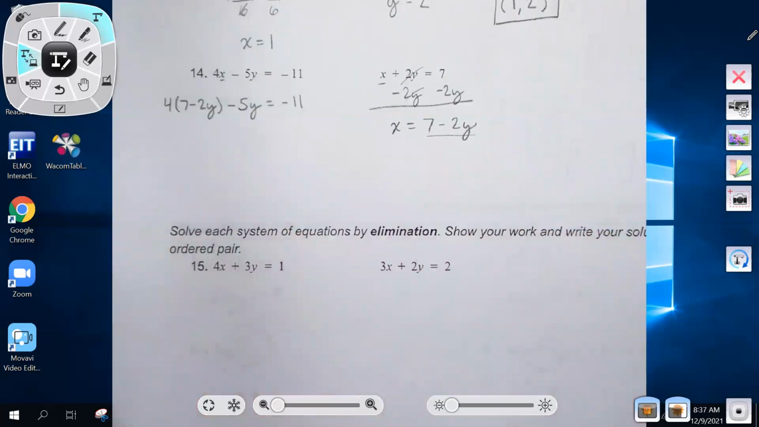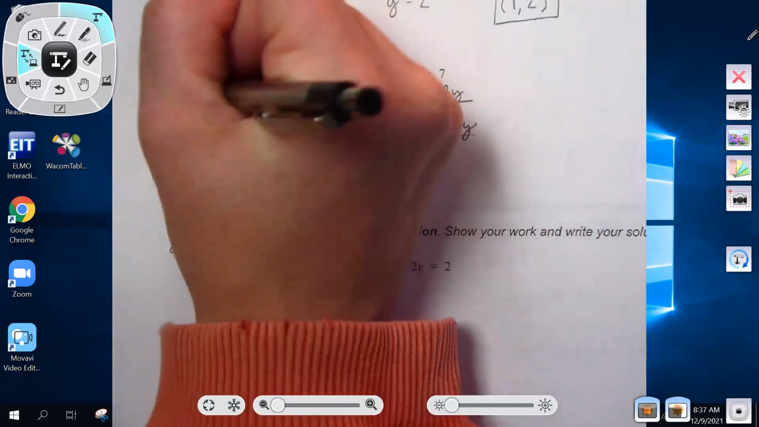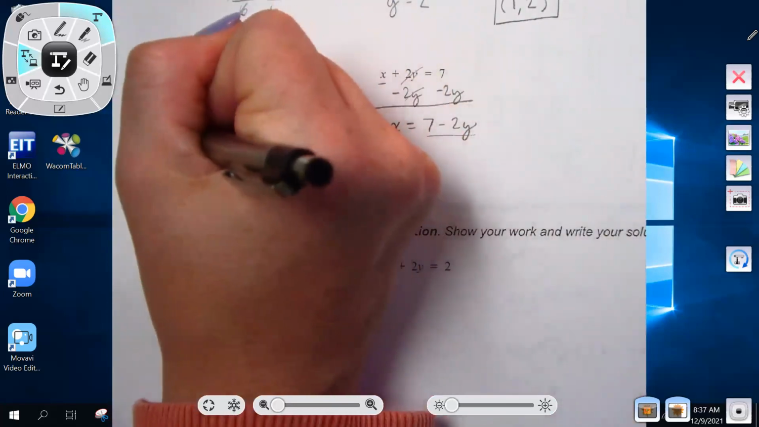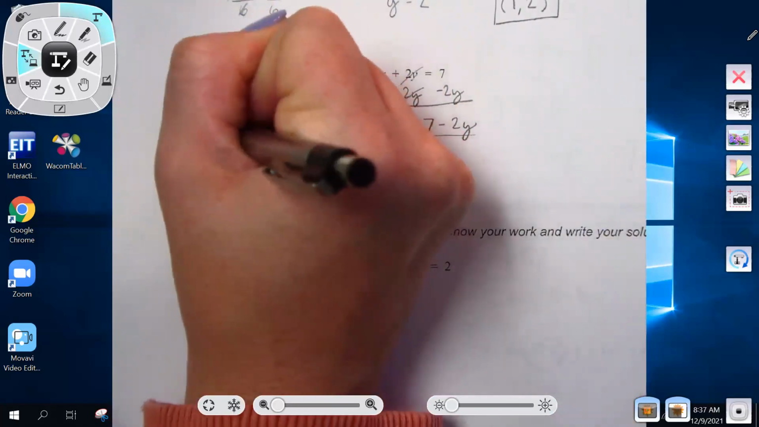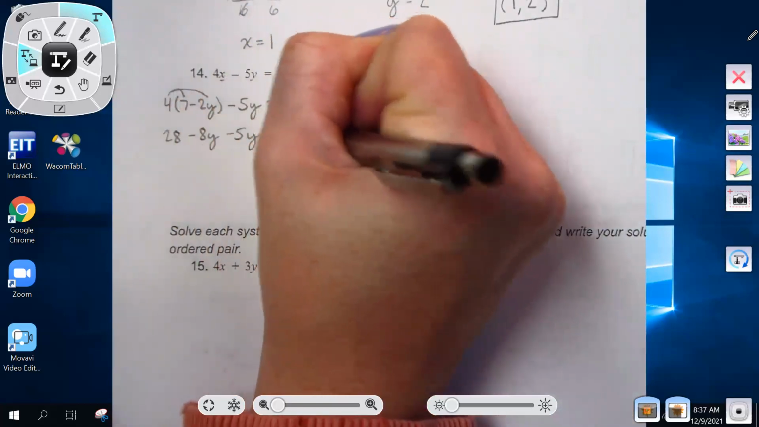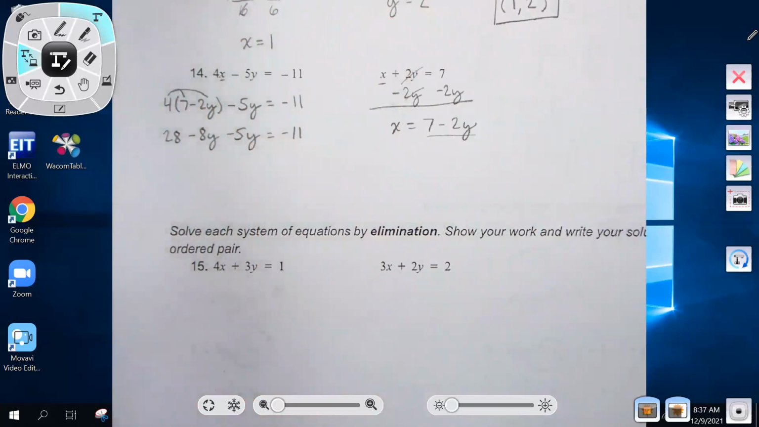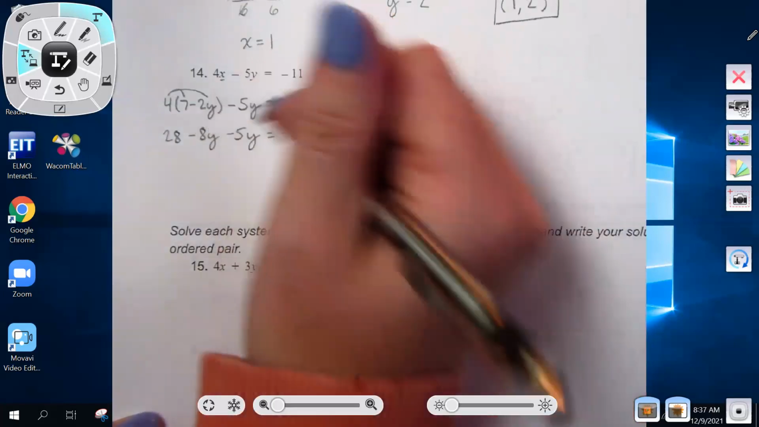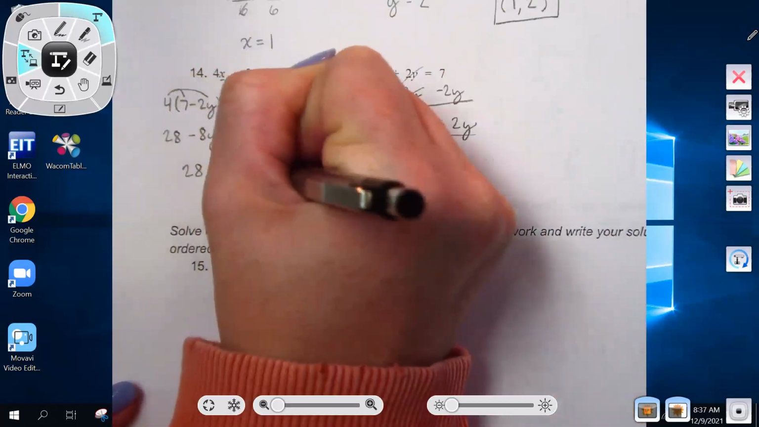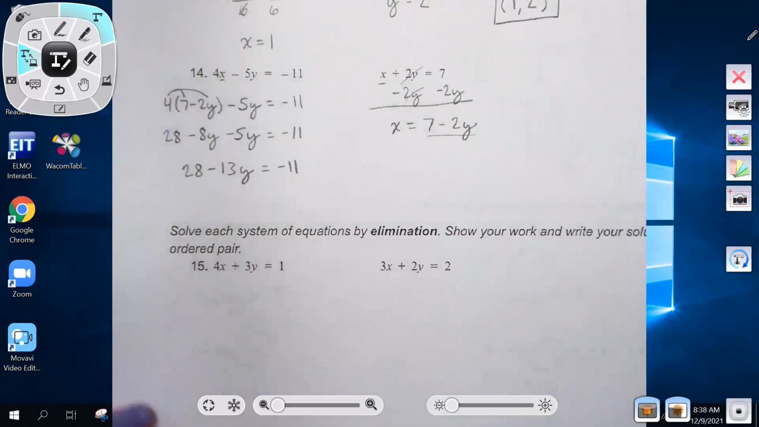Now I should be able to solve this equation for y. So let's get rid of these parentheses by distributing the 4. 4 times 7 is 28. 4 times negative 2 is negative 8. Then we can combine like terms. Negative 8y minus 5y is negative 13y. So we've got 28 minus 13y equals negative 11.